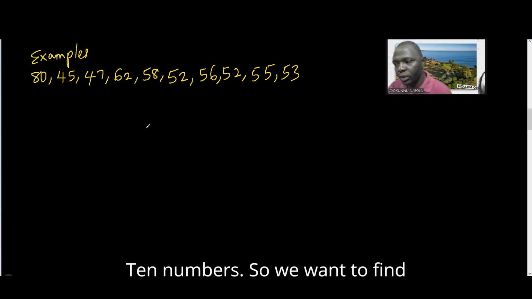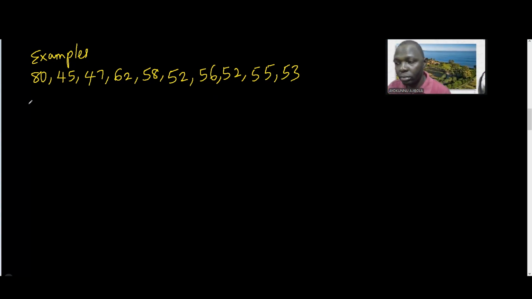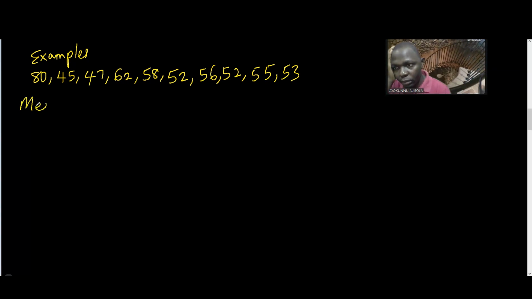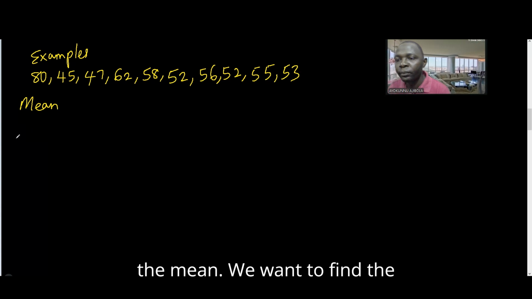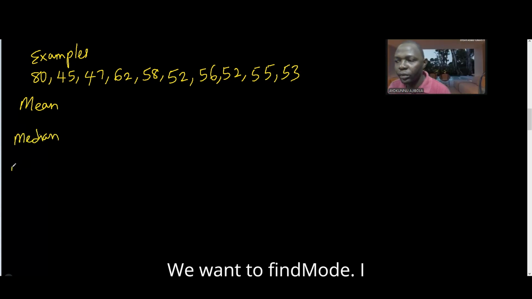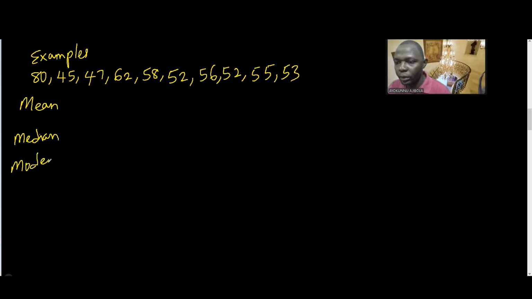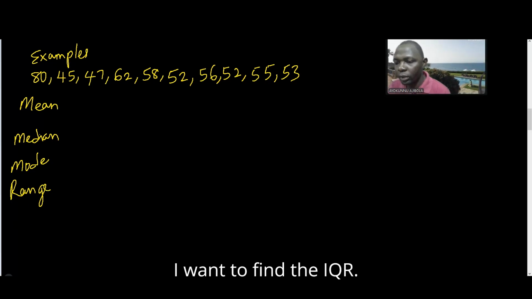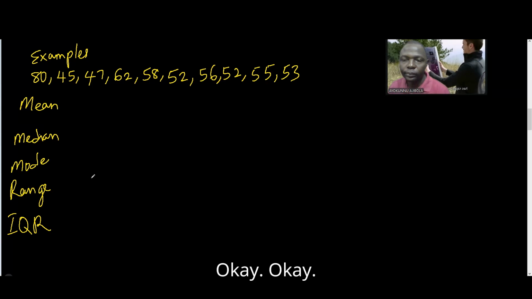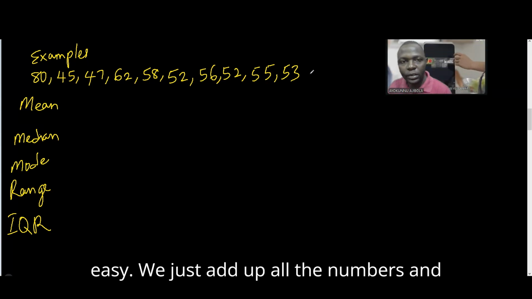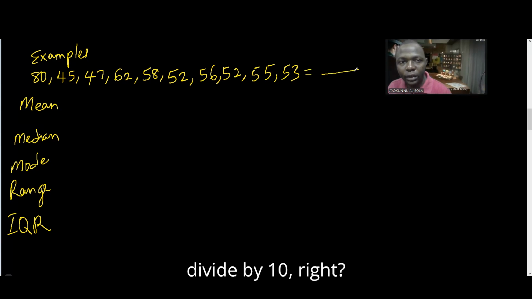10 numbers. So we want to find the mean, the median, the mode, the range, and the IQR, okay? Now the first thing to get our mean is just easy. We just add up all the numbers and divide by 10, right?